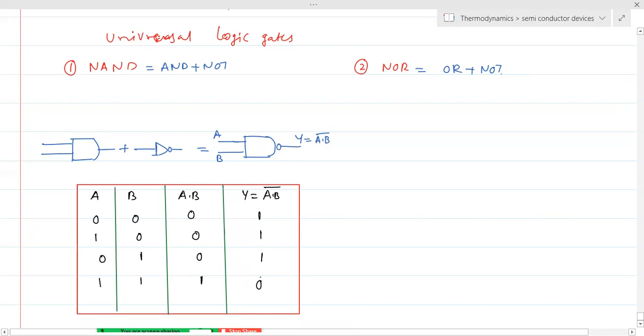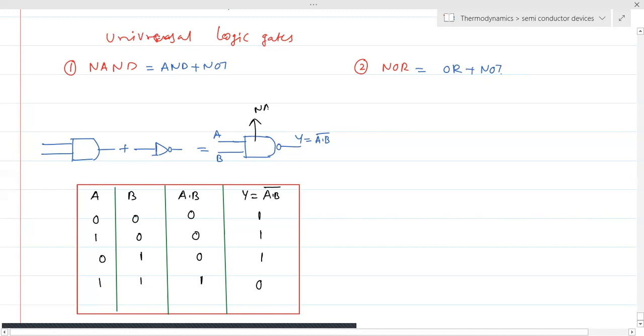So the output is not the AND gate output. It is opposite. The output is high when A or B is equal to 0. So we will denote this as the NAND gate. This will be the NAND gate.